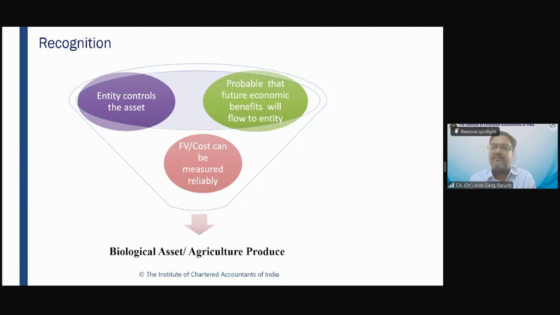Okay. So tell me, from these apples, whether future economic benefit is probable? Yes, of course, yes. The company will use this as a raw material, manufacture the finished goods, which is apple juice, and sell it to the market. It is an important raw material. Do you know the cost of these apples?